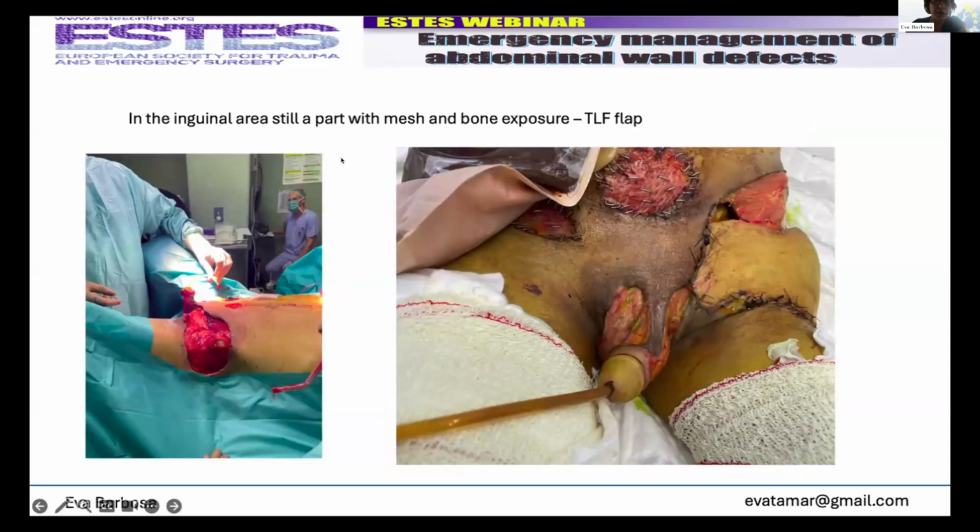In the inguinal hernia, we did the best. So you see here the skin closed and perfectly healed, no dehiscence here, but still we needed to cover this area that otherwise would not be possible, and we had some exposure of the mesh here. So plastics just put a TLF graft, and this is the skin graft that plastics also have done, and they put TLF here.